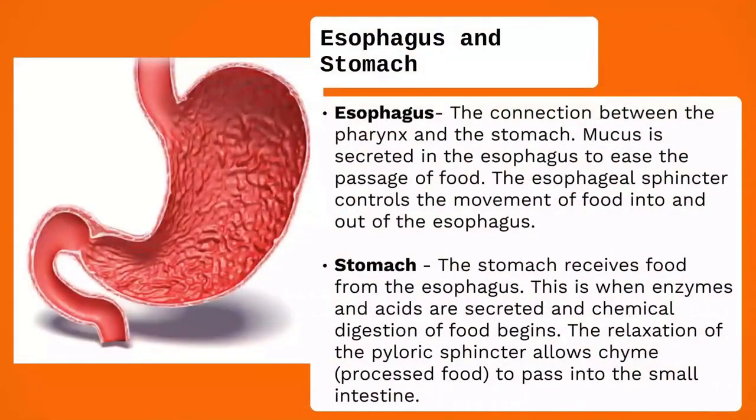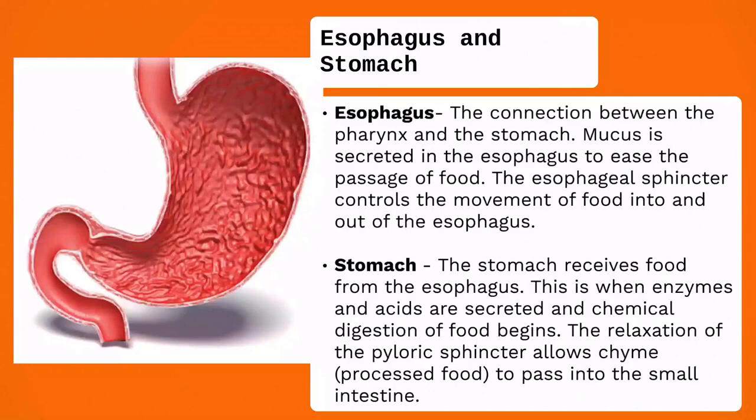The connection between the pharynx and the stomach is the esophagus. Mucus is secreted here in the esophagus to ease the passage of food. The esophageal sphincter controls the movement of food into and outside of the esophagus. So this is what's going to make sure that all of your food gets down into your stomach, but stays in your stomach. People that have GERD, or gastroesophageal reflux disease, have an issue with their top sphincter where the food starts to come back up and they start to feel that stomach acid in their esophagus because that sphincter isn't closing tight.